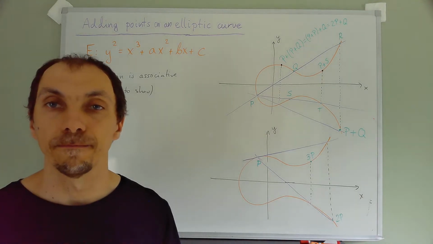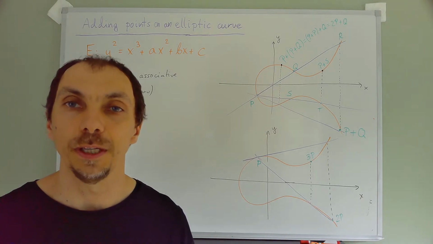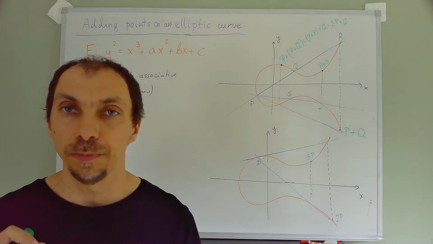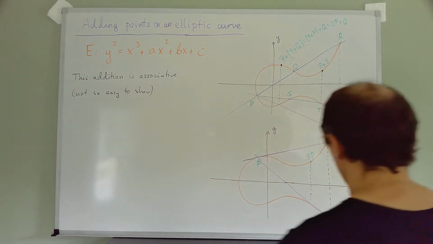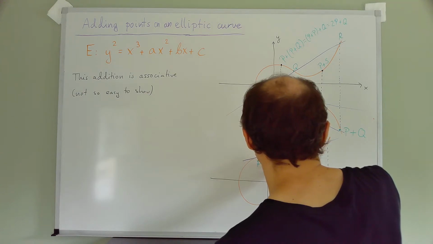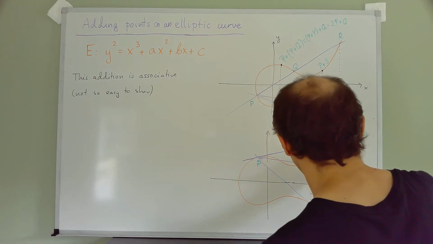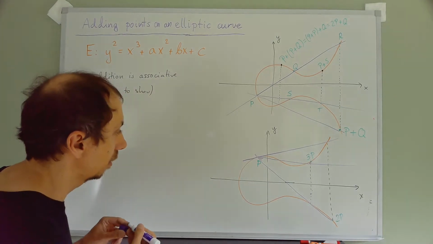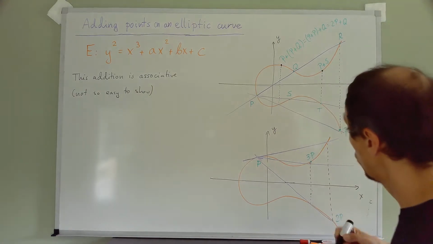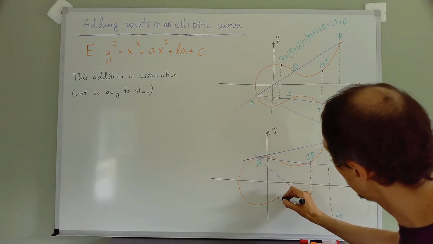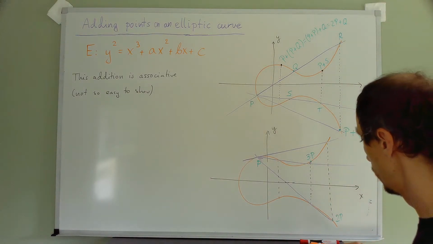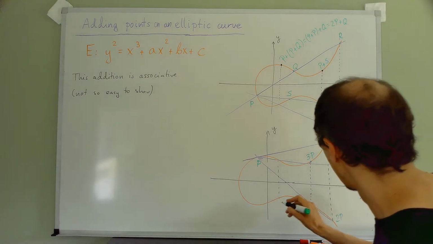What about 4P? I have two ways of getting 4P, and the addition is associative. So one way to get 4P is I do P plus 3P. P plus 3P, I connect these two by a line. I kind of hit it right, not necessarily, went a little bit below. Okay, but anyway, where's the third point of intersection? It's down here, drop it down here. This is 4P.